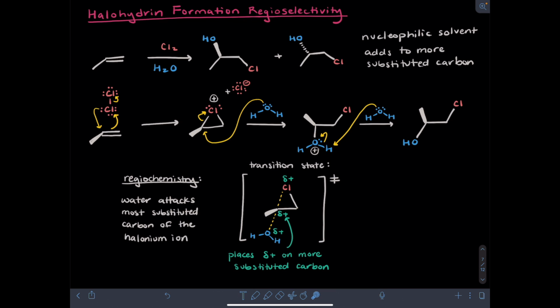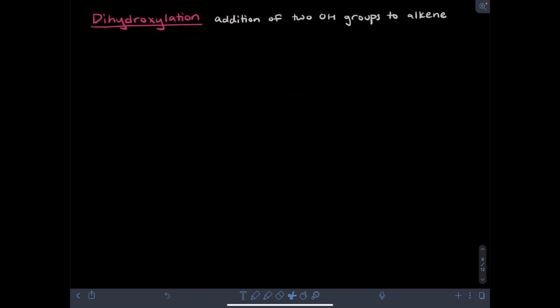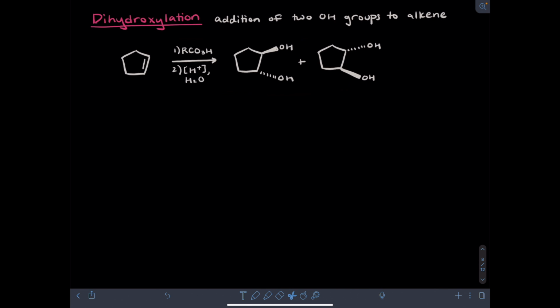three-membered halonium ion. I now want to talk about a different reaction of alkenes known as dihydroxylation. Di stands for 2, and hydroxyl is an OH group. So dihydroxylation is the addition of 2 OH groups to an alkene. For today's video, I'm going to be focusing on what's known as anti-dihydroxylation, where one OH group adds from above the alkene and the other one adds from below the alkene.